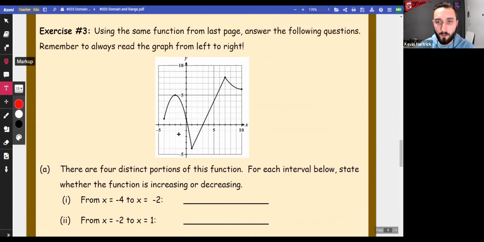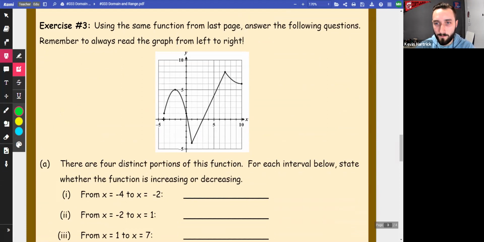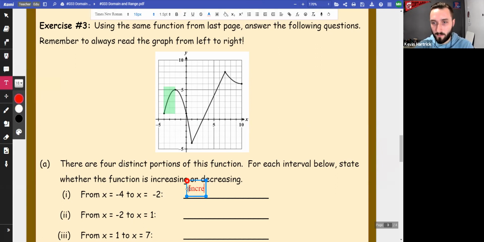Let's take a look at what that would look like. So -4 is right here. So here is where this function is starting, and we want to go from -4 to -2. So we want to know in this location right here, is the function increasing or decreasing? Well, remember, we're going from left to right, right? So think about if this was a roller coaster and you were on a roller coaster car, okay, and you were starting on the left-hand side, you would be going up during this portion of the roller coaster, right? So this function is increasing between -4 and -2, right? So increasing is our first option.